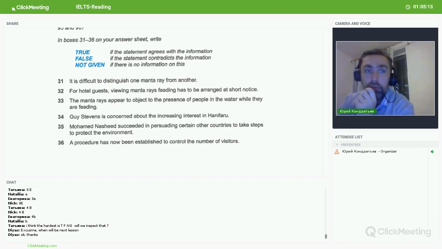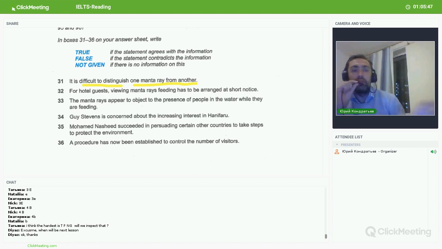Here you underline keywords too, and then you try to find matches for these keywords. And so here it says it's difficult to distinguish one manta ray from another. So there are two ideas: difficult to distinguish, one fish from another. And then you try to find paraphrases for this. If you find the matches, you find the synonyms, or the same word. Sometimes there are 3 or 4 keywords. You find the same synonym or the same word, then it's true.